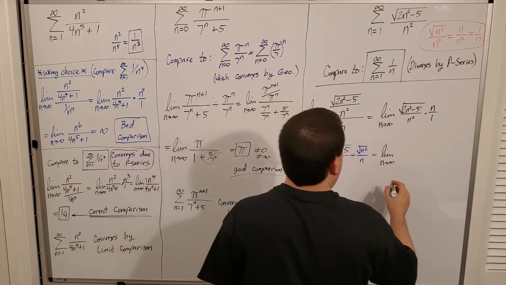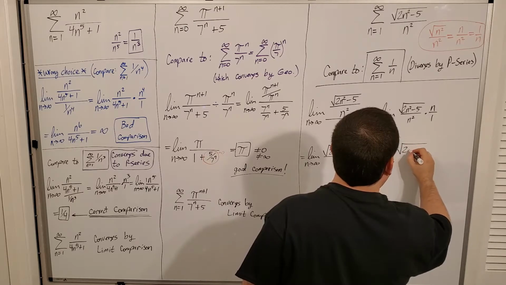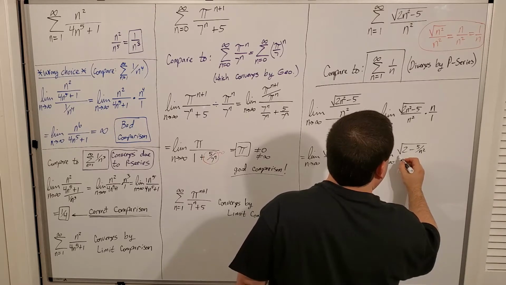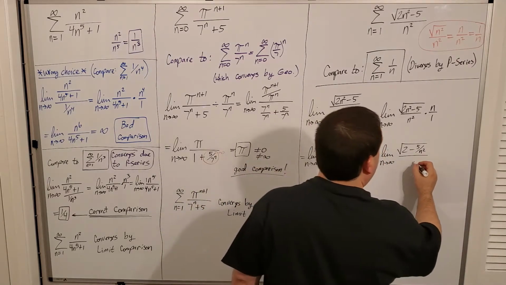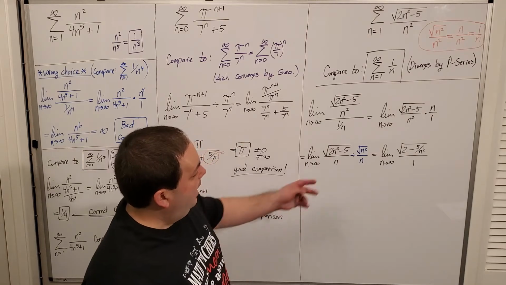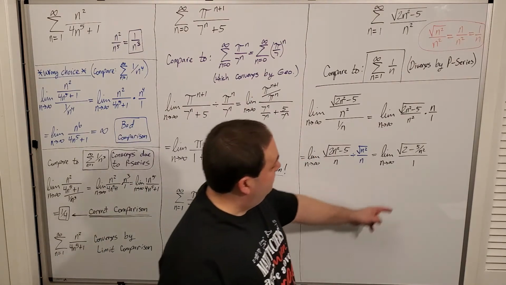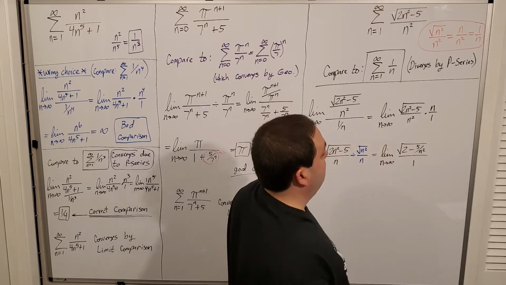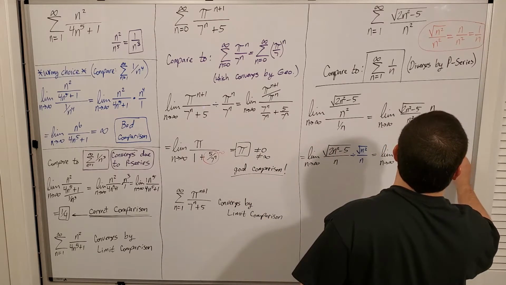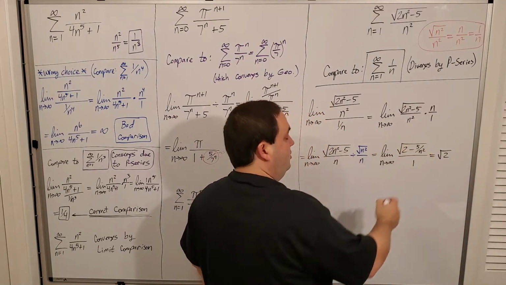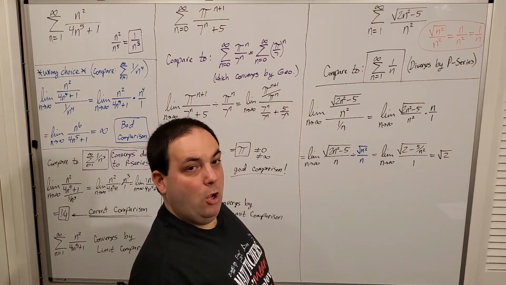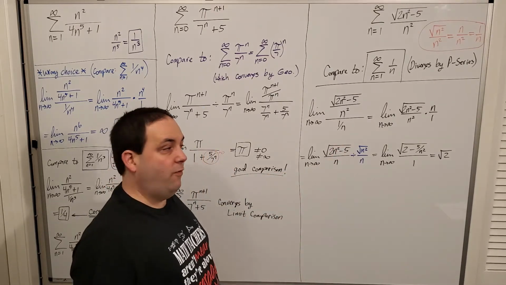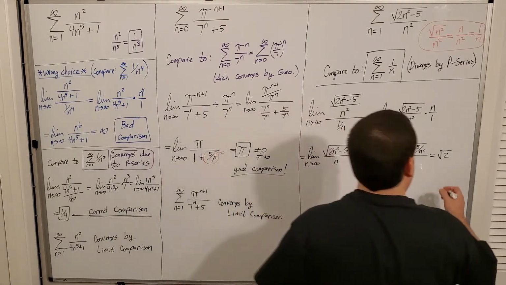So then I go ahead and do this division. 2n squared divided by n squared is just 2. And then this is going to be 5 over n squared. And then n divided by n is 1. Now, as I let n go to infinity, this piece is going to go to 0, and I'm going to have the square root of 2 over 1, which is just the square root of 2. And again, the square root of 2 is not 0, and it's not infinity, and it does exist. Therefore, this is a good comparison.